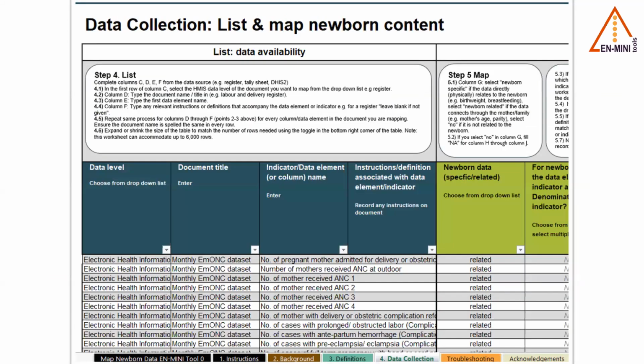The data collection can be done in two phases. So first, the user records the document level, document title, and indicators or data elements that are found in their HMIS. And second, the user determines if each data element or indicator is specific or related to the newborn and if it maps to the list of globally recommended indicators shown on the previous slide.